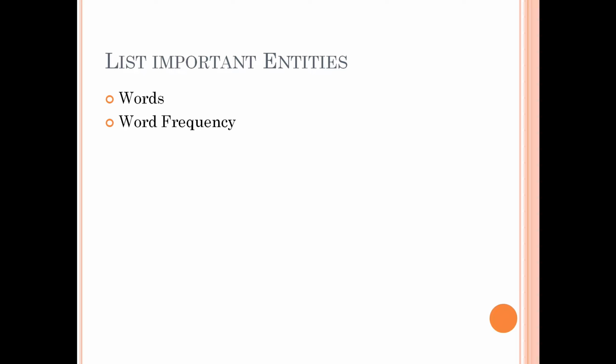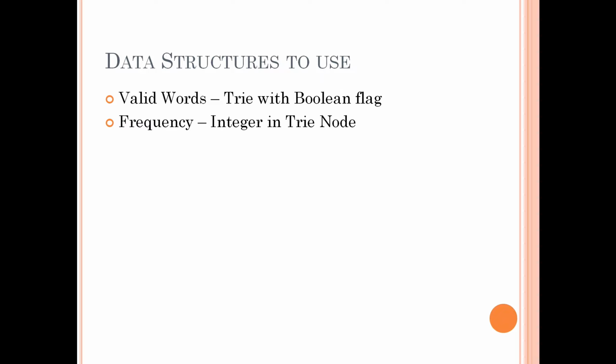Next slide is list important entities, and here 2 entities are there. One is words and the other is word frequency. So in the next slide we'll see what data structures we'll use for these. For valid words we'll be using a trie with a boolean flag. I'll explain it later why this boolean flag is required. Second one is frequency. We will have one integer variable in each trie node, and there we will store the frequency.